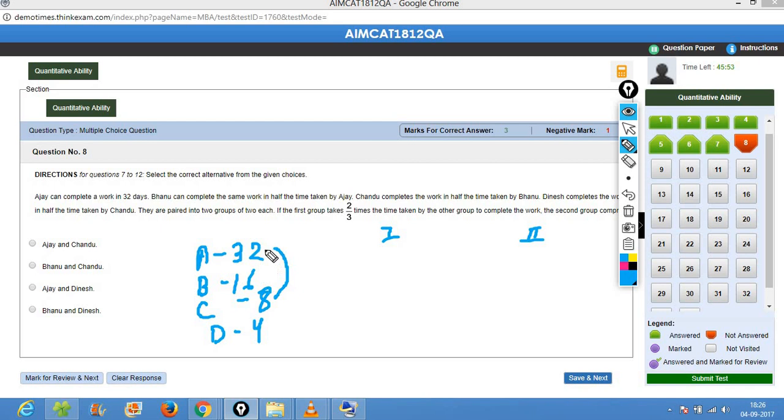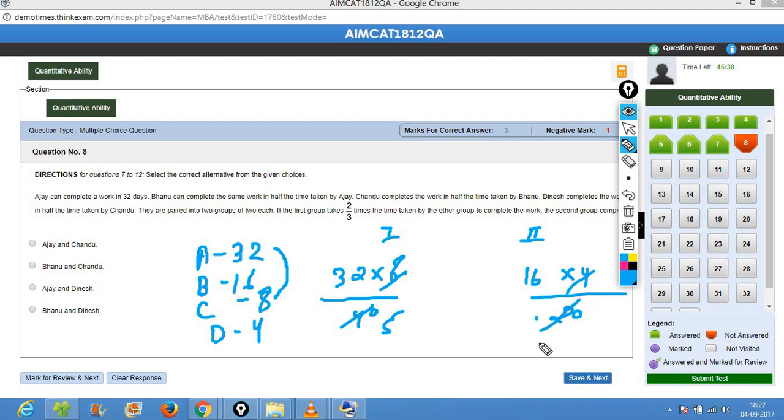If I take these two numbers, 32 and 8 as the first group, and in the other group 16 and 4, let's see. So 32 into 8 upon 40 comes out to 5. So 32 upon 5, and 16 into 4 upon 16 plus 4, 20, that is 16 upon 5. Sorry, this is twice of this part, so this can't be possible.